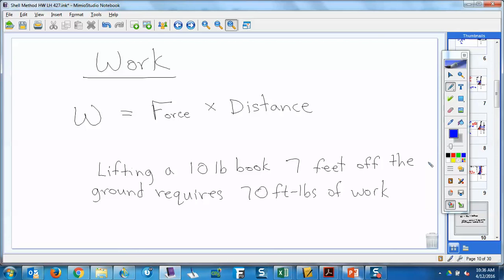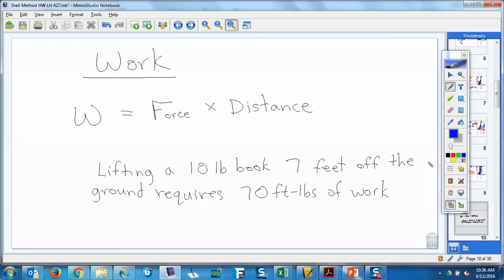It has to move through a distance to be considered work. Okay? So, lifting a 10-pound book 7 feet off the ground requires 70 foot-pounds of work. So that's the units we use, foot-pound. Okay? Now, in science, you might use Newton meters, which is joules.